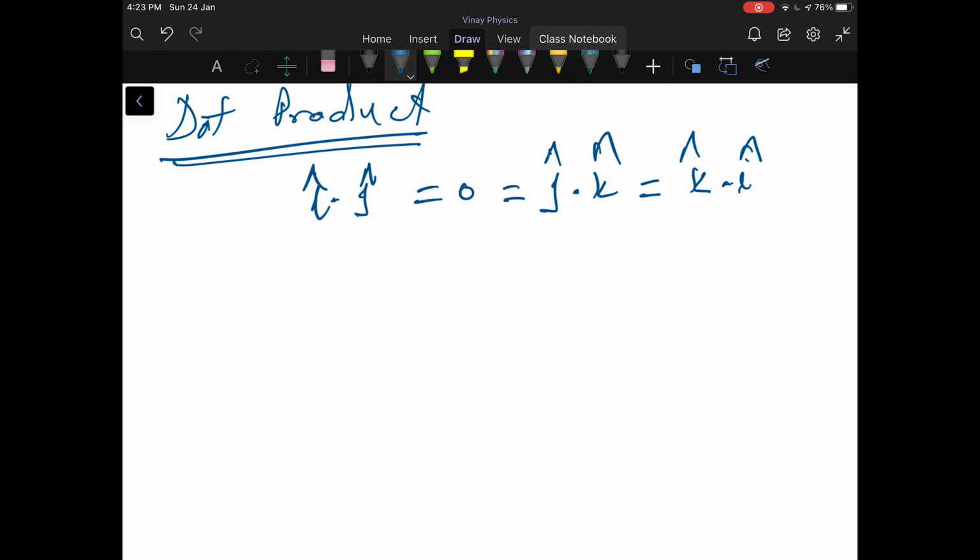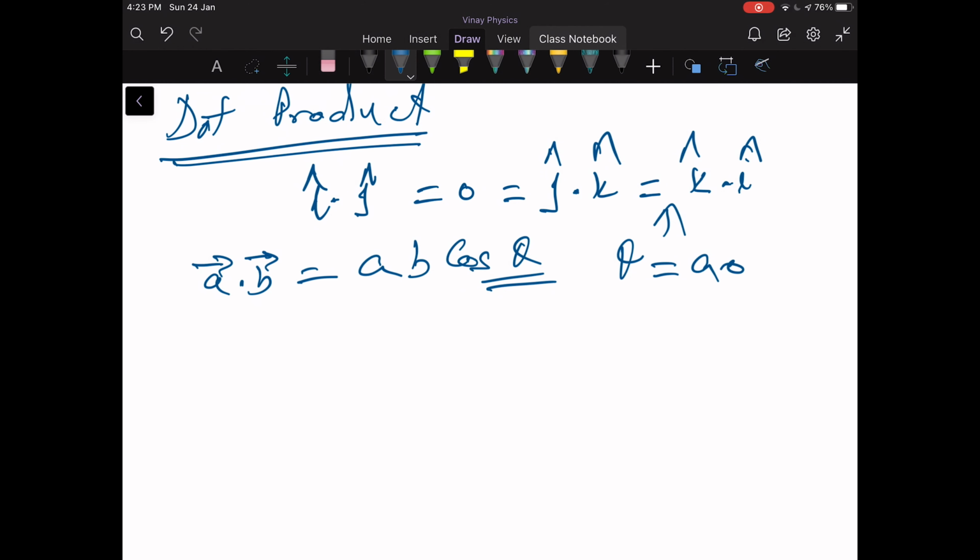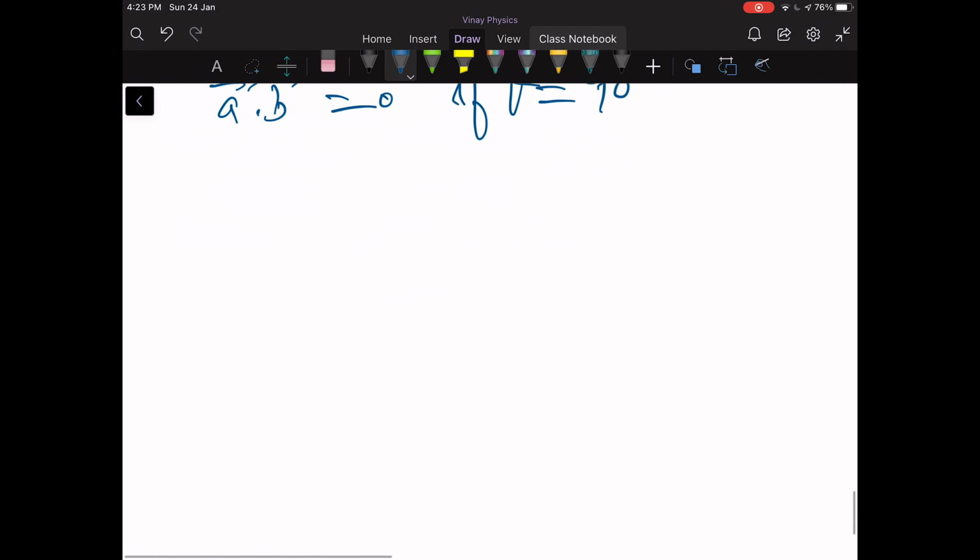How do we get it? The dot product of two vectors, vector A dot vector B, is the magnitude of vector A into the magnitude of vector B into cos of the angle. For perpendicular vectors, theta is 90, and because of that A dot B will be 0 if theta is 90.